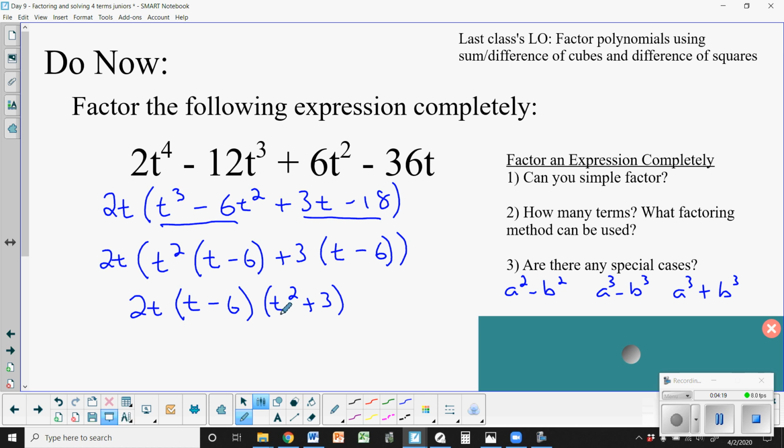The only one that comes close is t squared plus 3, but the plus tells us that it's not going to work. 3 isn't a perfect square either. So that means that there are no special cases, so this is going to be our final completely factored expression. So again, factoring the expression completely.